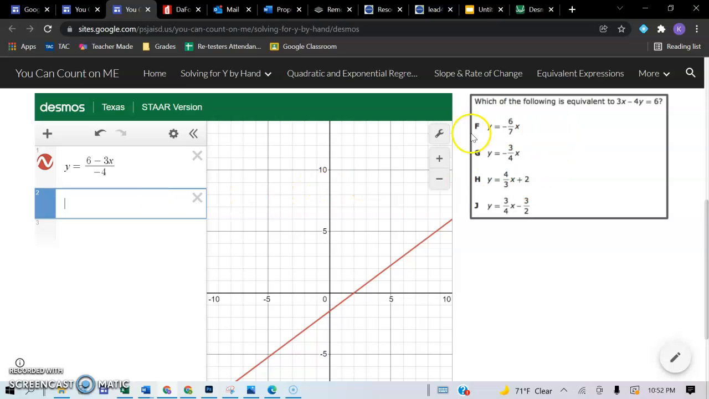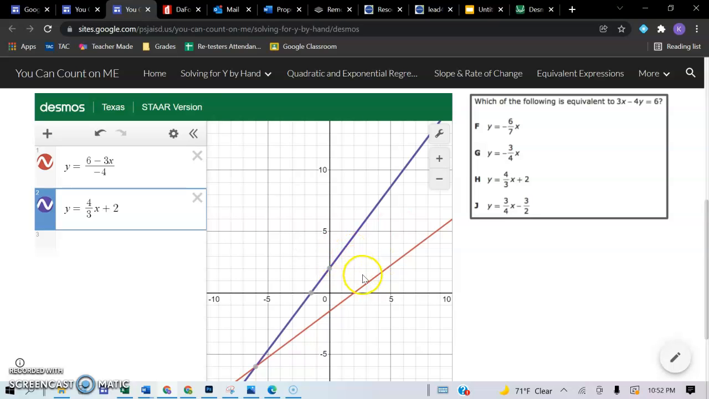So I click on number 2 and I type in this next one right here. y equals negative 3 divided by 4, x. See how it's not the same line, so it is not G. So let's try H. How do we do that? By clicking on number 2 and start typing this in. y equals 4 divided by 3, x plus 2. As you can see, it is not the same line, so it is not H.